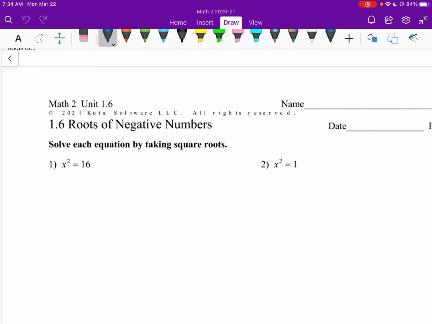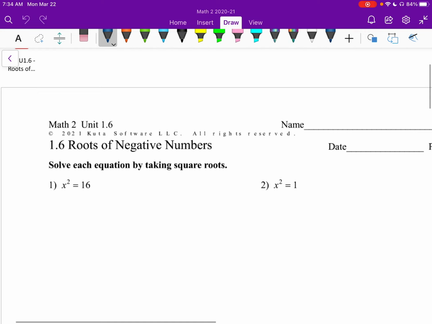All right, 1.6, roots of negative numbers. So again, we don't really have a notes paper, so you can just work on your homework and I'll work through a few of them with you. Starting off, we need to know one little piece of notes. And I think I'm going to post a video to Classroom over this. There's lots of YouTube videos that explain this better than I can.